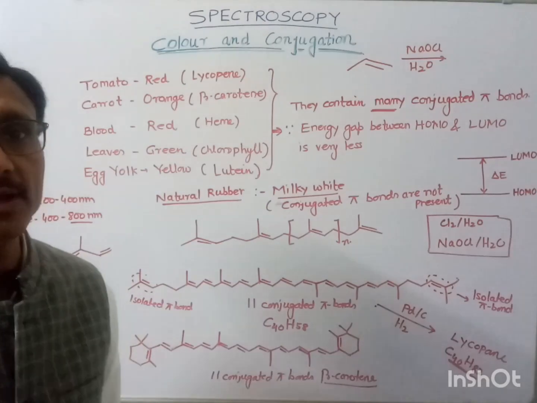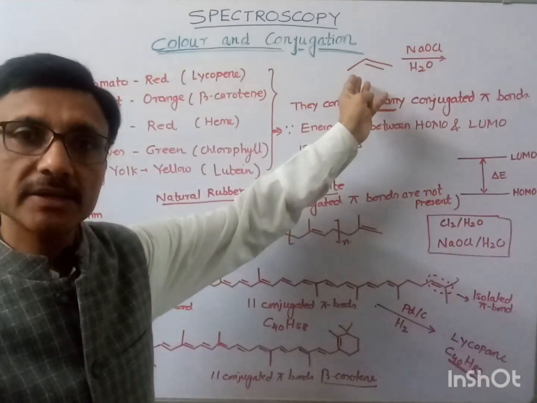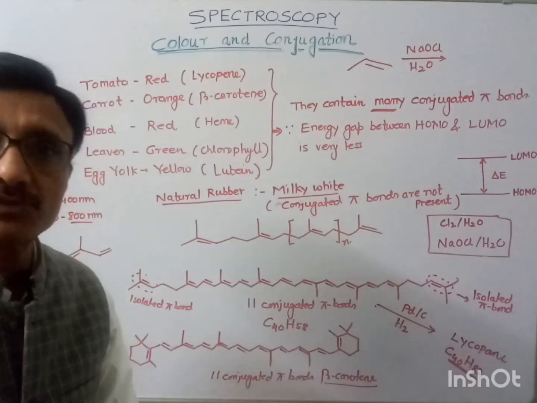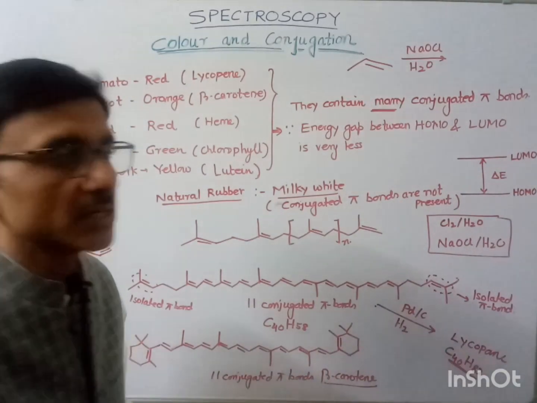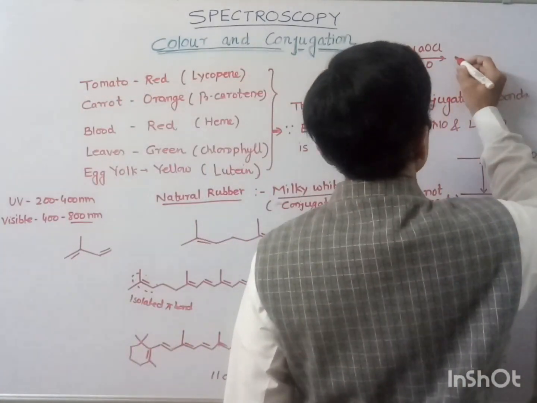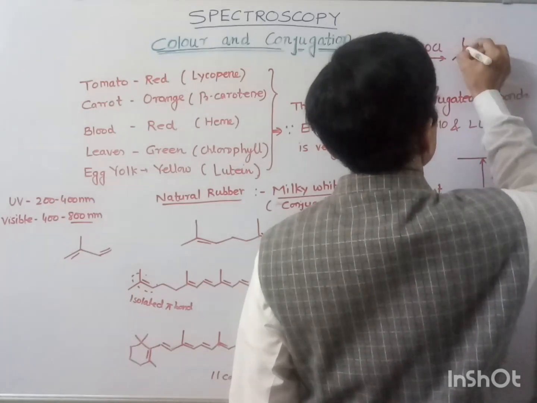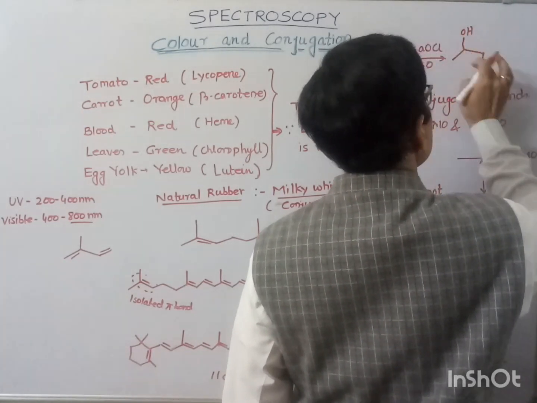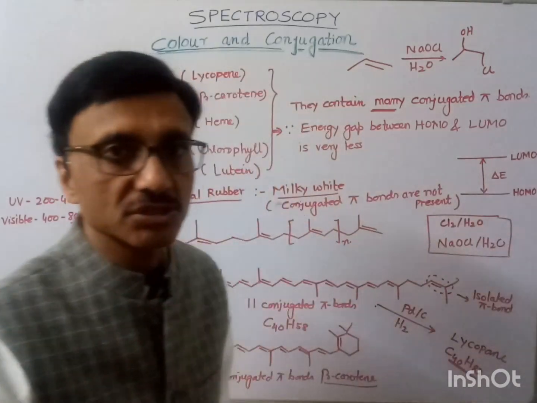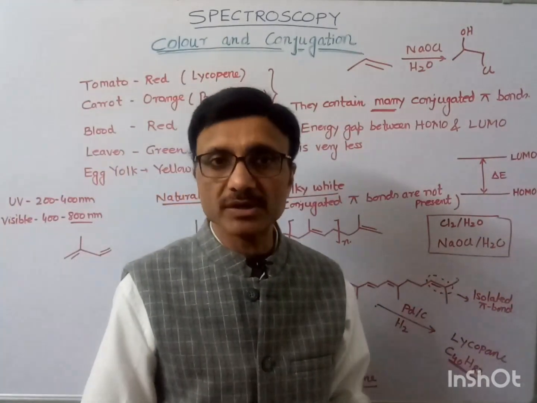This will add across the double bond, and the double bond will get removed, and in this way the bleach works. Bleach works by removing the color. Here we can see OH and Cl are added across the double bond, and in this way the bleach works.